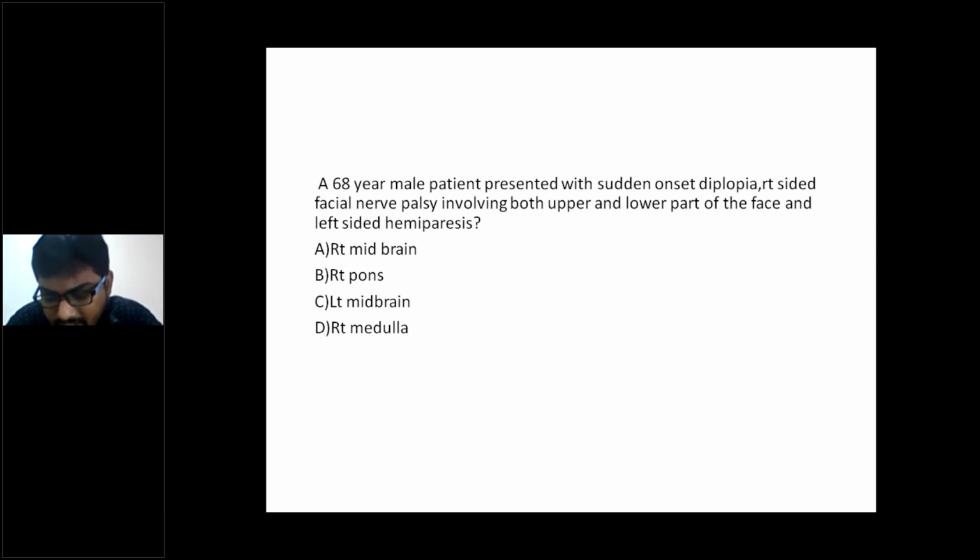What is the horizontal gaze center? Frontal eye field. Okay, okay. I know you will not remember those things. Okay, at least answer this question.